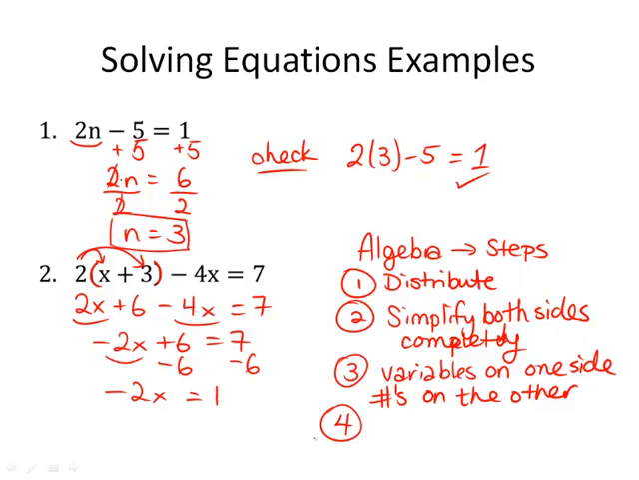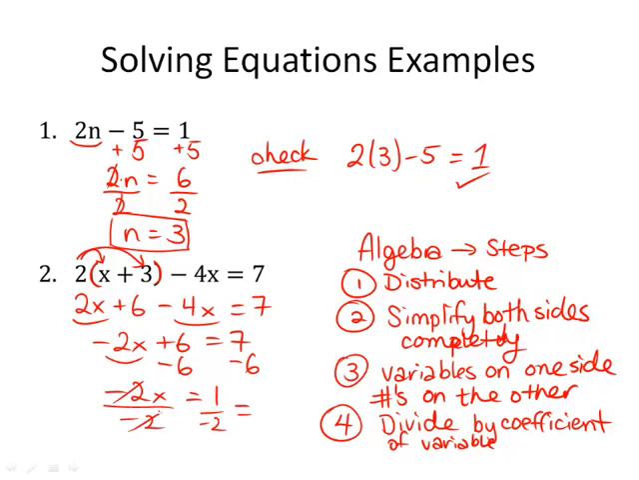At the very end, you can multiply or divide, usually divide, both sides by the coefficient of the variable. In this case, the coefficient is negative 2. Let's divide by negative 2 on both sides, giving us x is equal to negative 1/2. You'll notice that the negative can go up front, can go in the top number, can go in the denominator. As long as there's one negative, it is the same number.